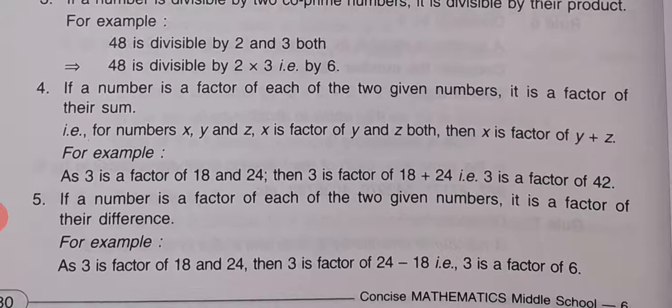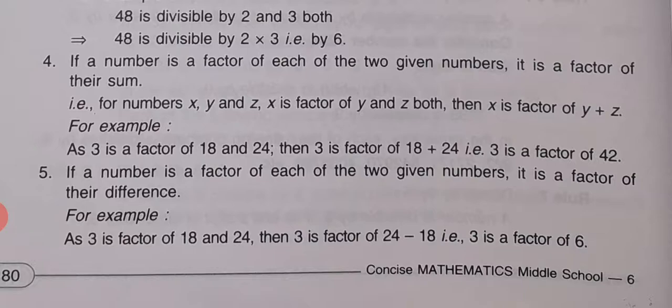Next, if a number is a factor of each of the two given numbers, it is a factor of their sum. That means as 3 is a factor of 18 and 24, then 3 is a factor of 18 plus 24, that means 42. 3 is a factor of 42. And the last rule says, if a number is a factor of each of the two given numbers, it is a factor of their difference. That means if 3 is a factor of 18 and 24, then 3 is a factor of 24 minus 18, that means 6. 3 is a factor of 6.